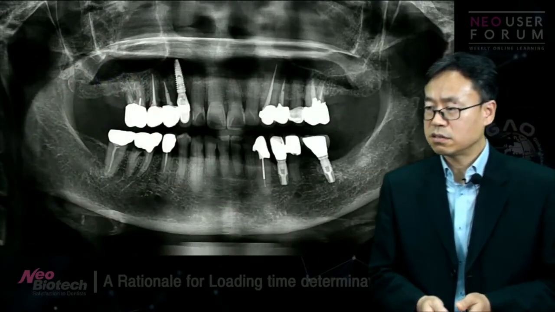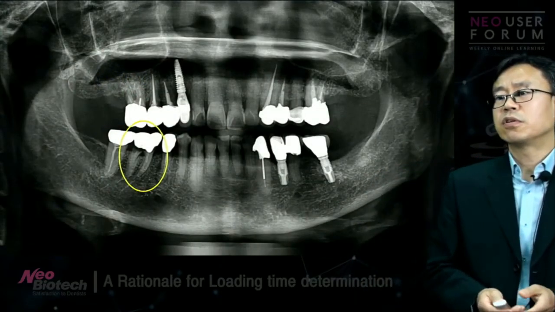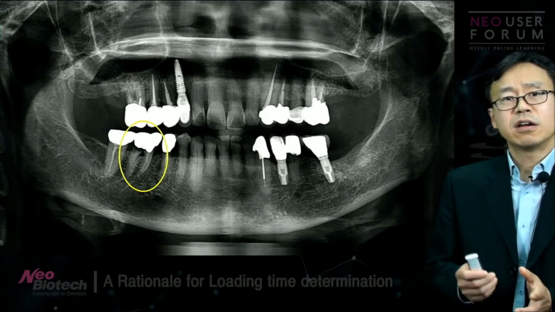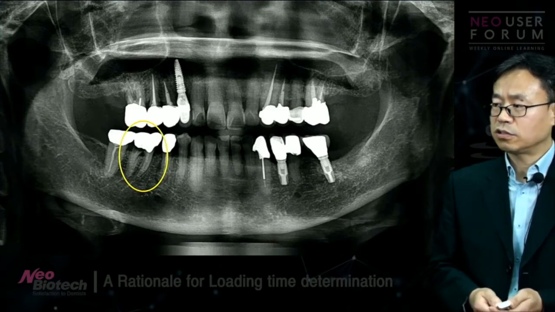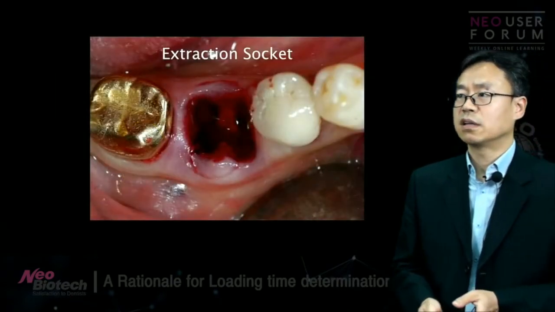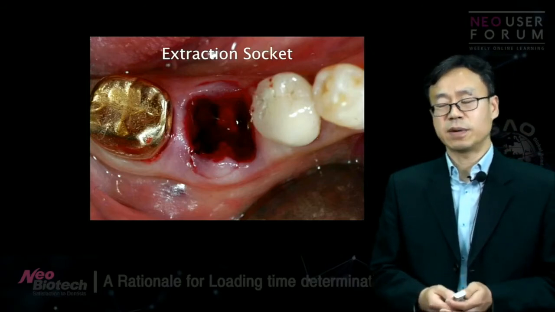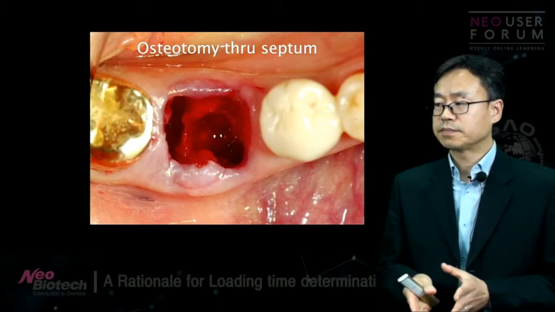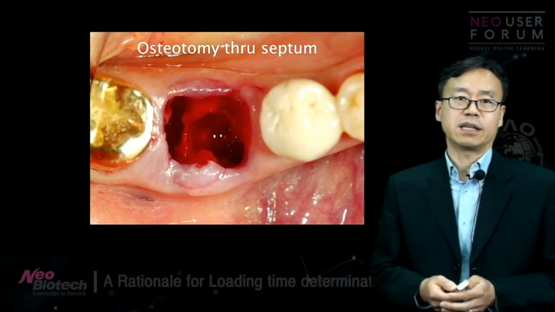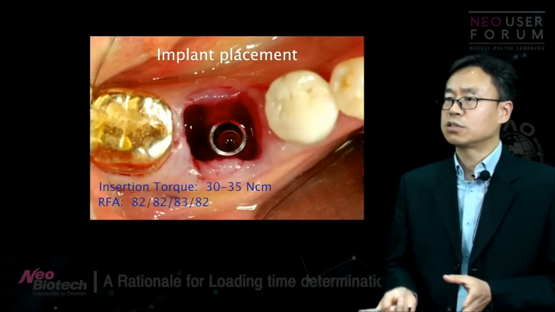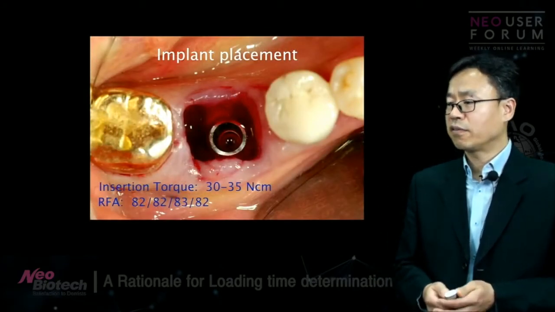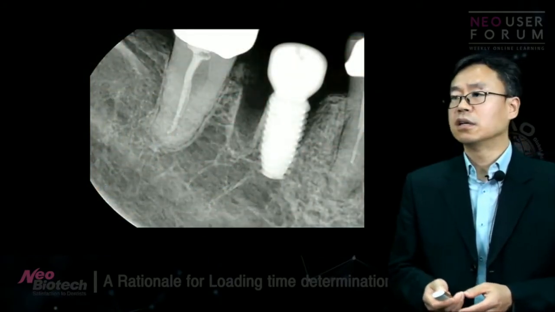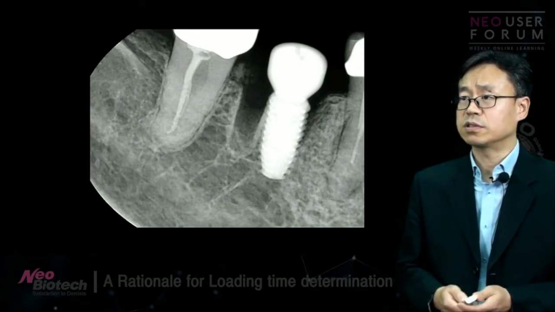And there's another case, a molar case, number 46. The patient's mandibular right first molar was fractured, and I extracted it again as atraumatically as possible and tried to do the osteotomy through the septum, and the implant was placed with pretty good insertion torque and also a good RFA value. And this radiograph was taken right after the surgery.